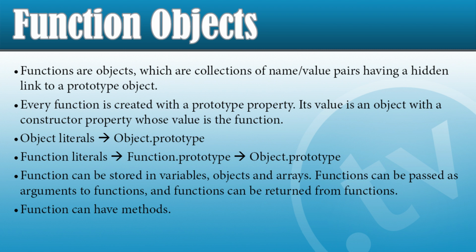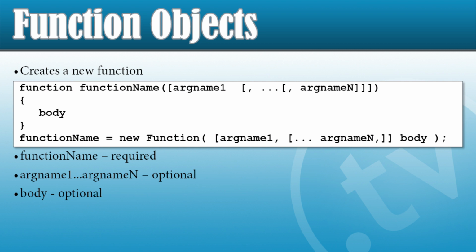Functions can be stored in variables, objects, and arrays. Functions can be passed as arguments to functions, and functions can be returned from functions. Functions can have methods. This is a way to declare a new function. Basically, the function name is required, the list of arguments is optional, and the body is optional.